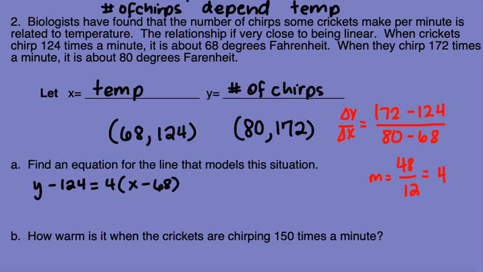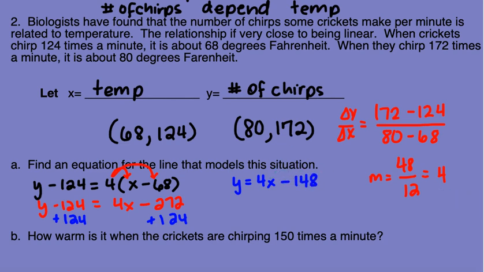Again, word problems, we really like to have them in function form, so that means y equals mx plus b. So I'm going to distribute my 4 to get this into y equals mx plus b. So 4x minus 68 times 4 gives me 272. I'm going to add 124 to both sides, and that's going to give me y equals 4x. 272 minus 124 gives me negative 148.